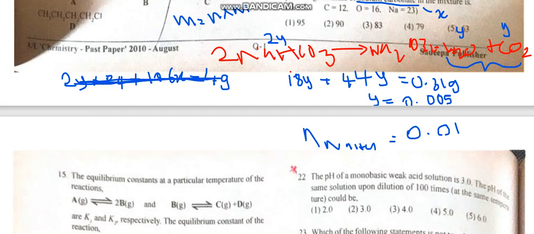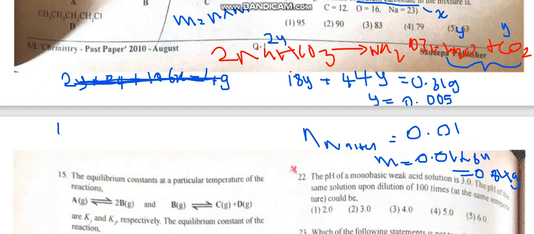So let's find its mass. Mass is moles into molar mass, no? 0.01 into 84, that is 0.84 grams. Now we have finally found the mass of sodium bicarbonate. How did we find it? We took 18Y plus 44Y is equal to 0.31 gram. That is the total mass of water and carbon dioxide. Keeping that, I found Y. Y is the moles of water and carbon dioxide formed each. So if you multiply by 2, you will get the moles of sodium bicarbonate. If you know the moles of sodium bicarbonate, you can find its mass by multiplying by the molar mass. Then you got it as 0.84.